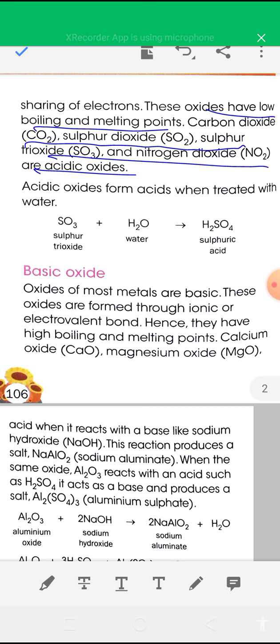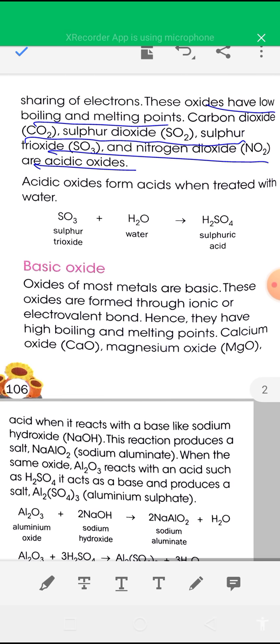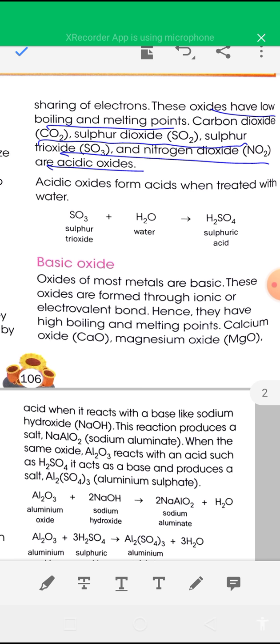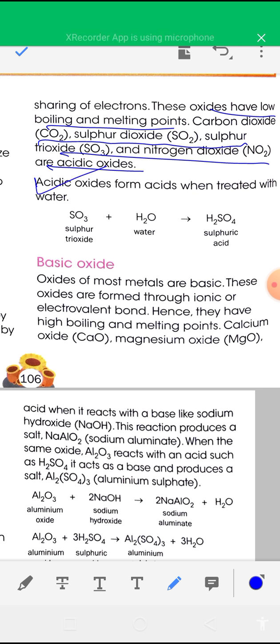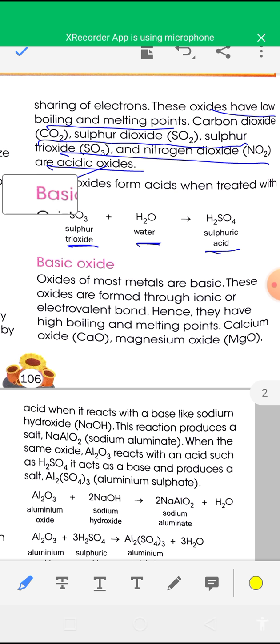One more thing I want to mention, that acidic oxides can produce acid when treated with water. For example, when sulfur dioxide is dissolved in water, you will get sulfuric acid, H2SO4. As acidic oxide can produce acid when treated with water, these oxides are called acidic oxide. Okay. Second type of oxide is basic oxide.